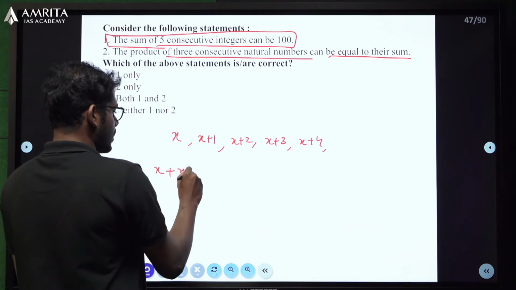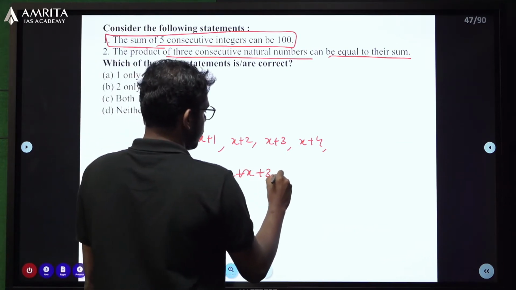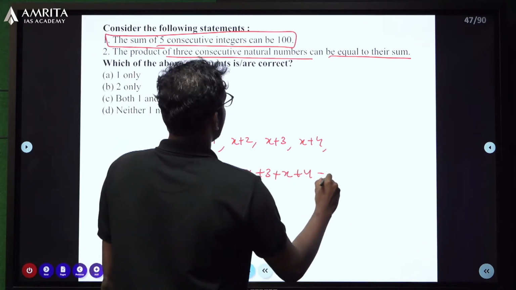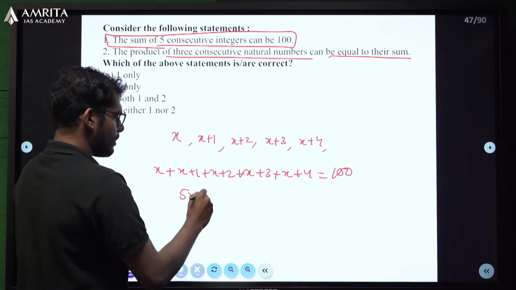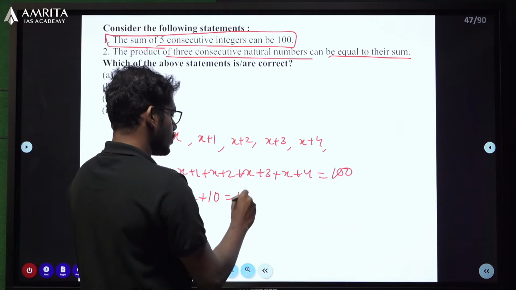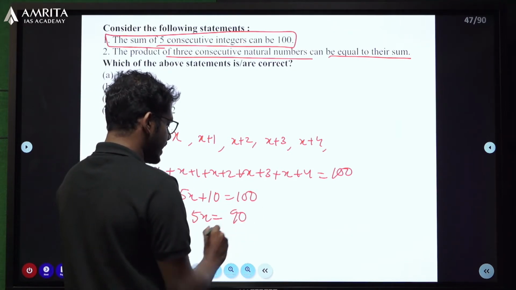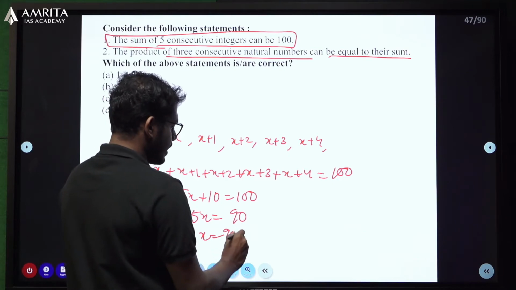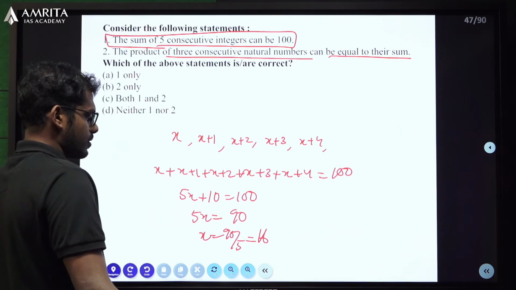And they say the sum of these numbers can be 100. Okay, let's check. x plus x plus 1 plus x plus 2 plus x plus 3 plus x plus 4 is equal to 100. So 5x plus 1 plus 2 is 3, 3 plus 3 is 6, 6 plus 4 is 10, equal to 100. 5x is equal to 100 minus 10, which is 90. x is equal to 90 by 5, which is equal to 18.